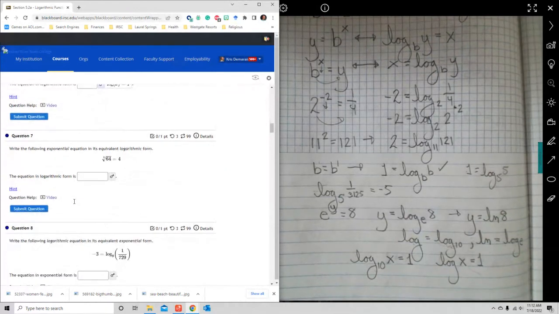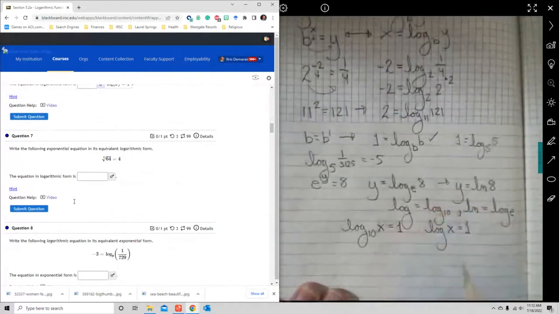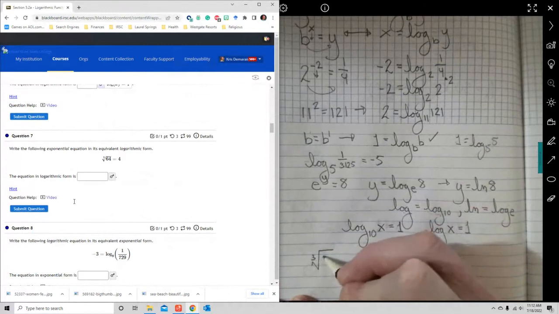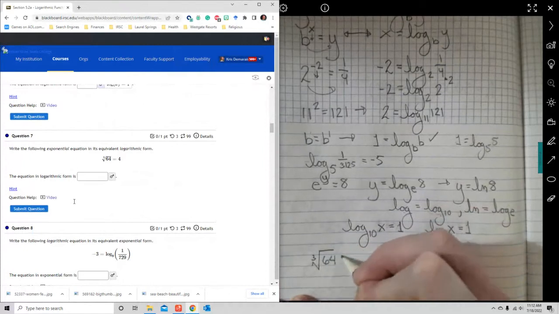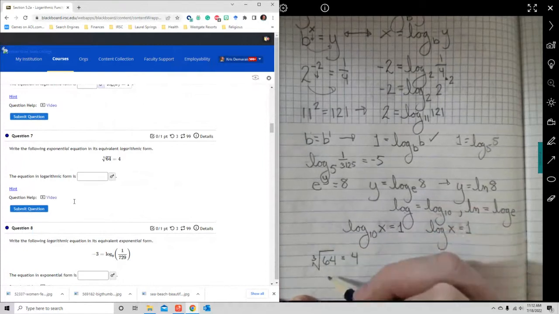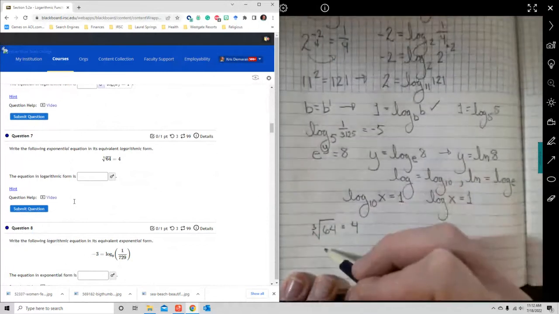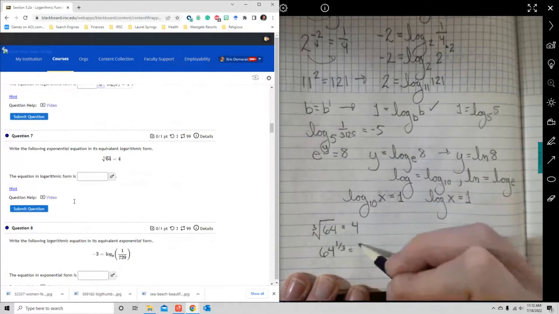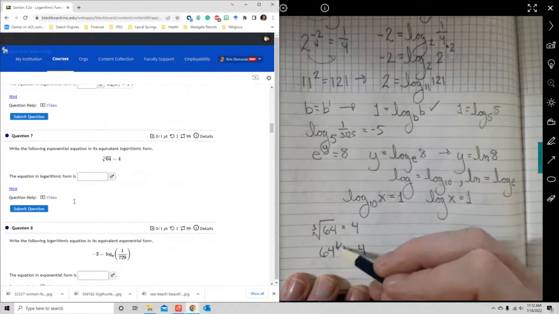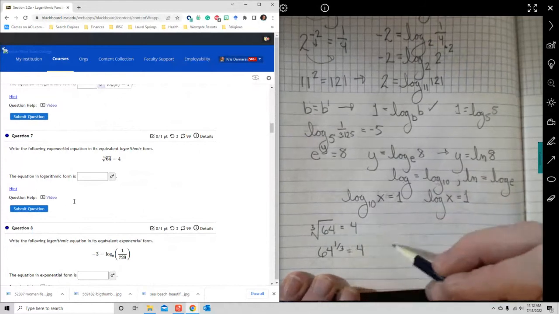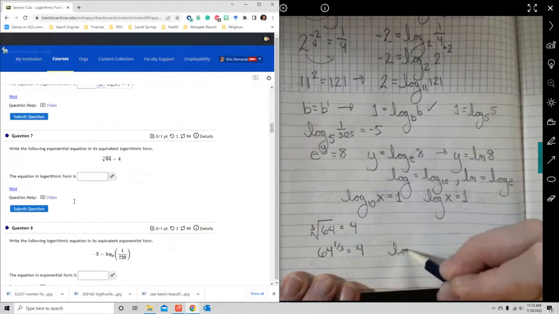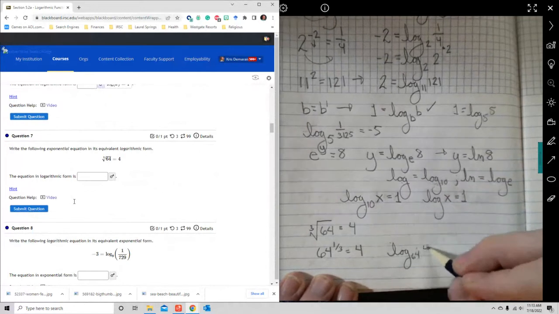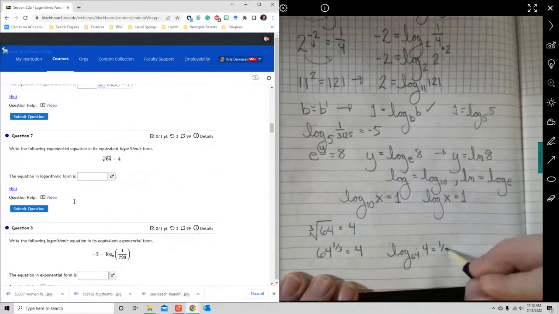Now we get into radicals. What we're looking at is the third root of 64 equals 4. The way to rewrite that is 64 raised to the 1/3 power. Now we have the base of the log with the exponential. So what we're going to do is rewrite this to be log base 64 of 4 equals 1/3.